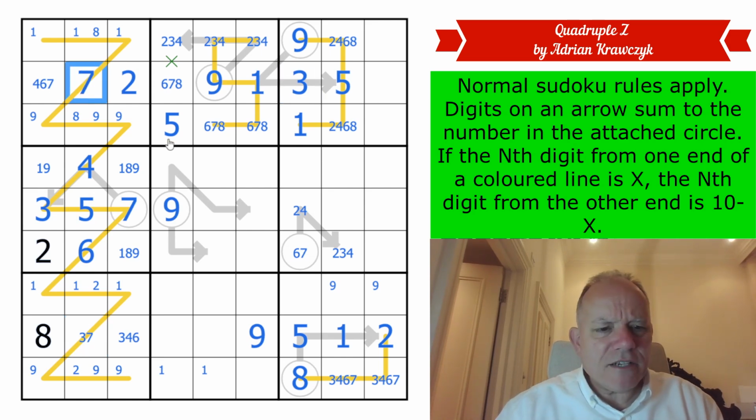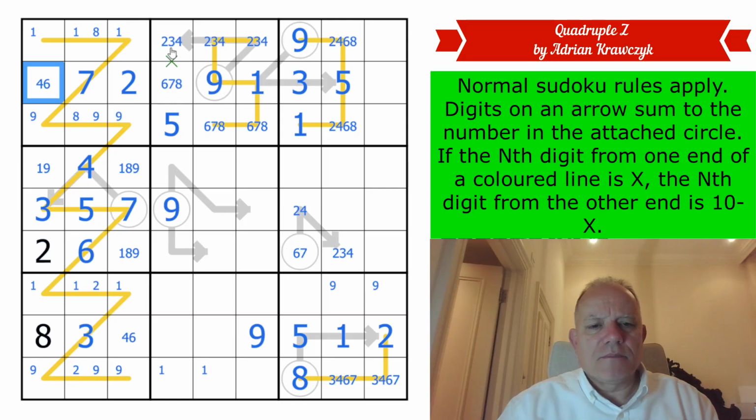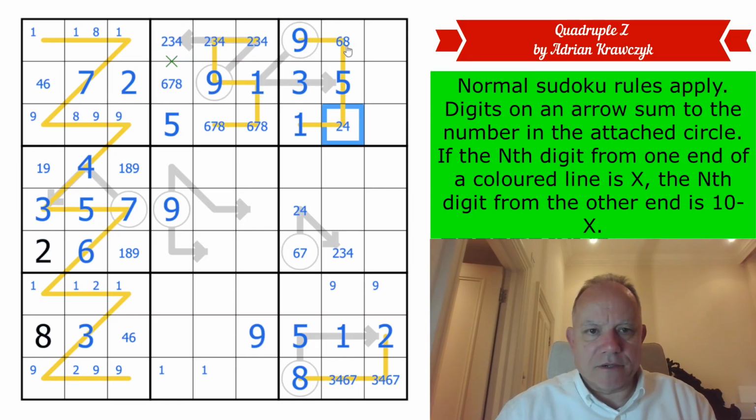Oh, this is really interesting. I thought the symmetry would stop this sort of thing working well, but it doesn't. It means it is worth looking at all these juxtapositions. Now, 2, 3, 4 there. That can't be 2 or 4, so this can't be 6 or 8.